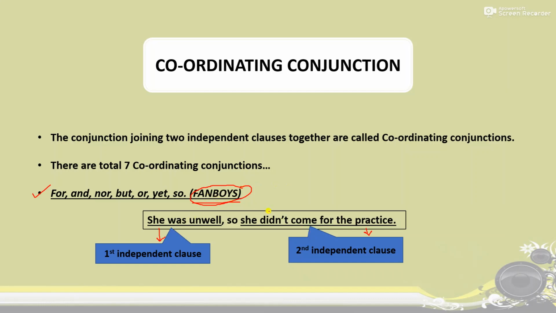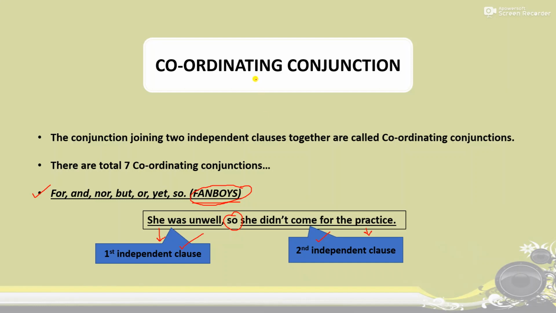Now, because we have joined these two independent sentences or these two meaningful sentences with the use of this conjunction so, we say that so is a coordinating conjunction, or you can say that this conjunction so is performing the work of a coordinating conjunction. So as per the definition, the conjunction which joins two independent clauses or two meaningful sentences together is called a coordinating conjunction.